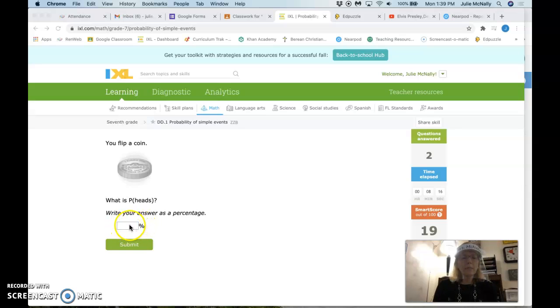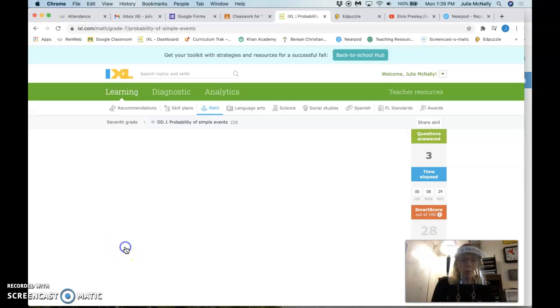1 half is the same as what percent? 50. If you're not sure, you can divide on your calculator. 1 divided by 2. It'll say 0.5. Multiply by 100 and you'll get 50%.